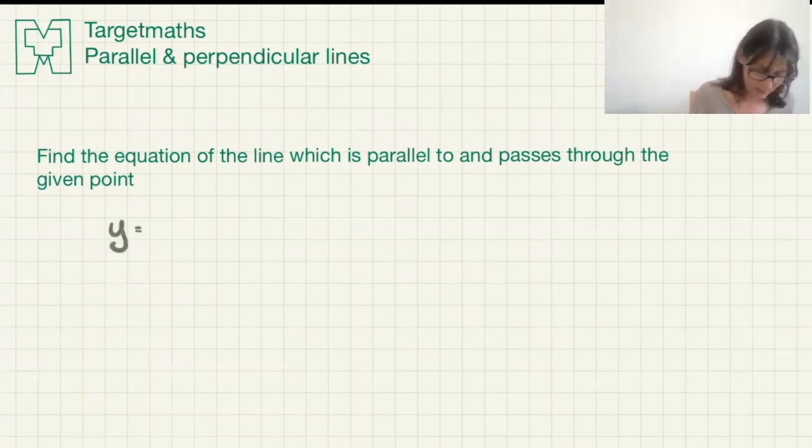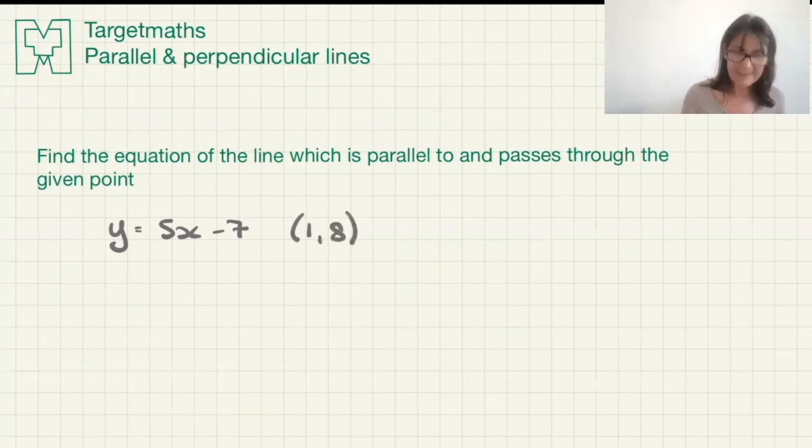y = 5x - 7. Find the equation of the line which is parallel to y = 5x - 7 and passes through the point (1, 8). So we're given this piece of information to write another equation.